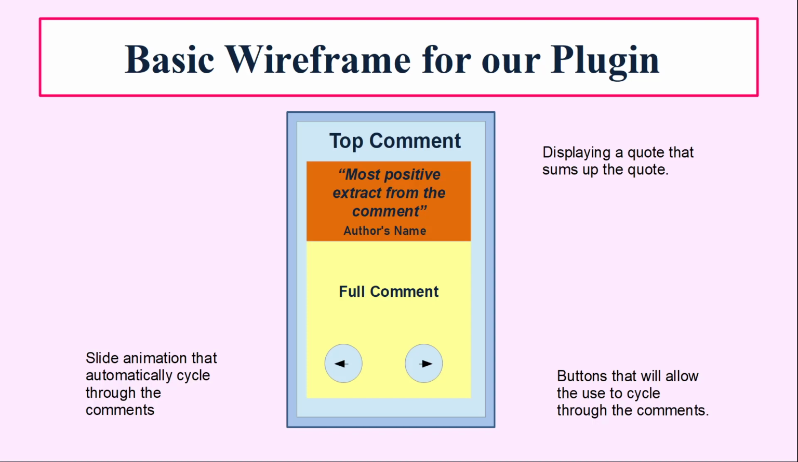So this is a basic concept of what I think it will look like. It'll have a top comment or top review at the top. Now this comment here is going to be drawn from the full comment, and it's hopefully going to sum up what the comment is. So again, you'll need to create this from the machine learning model. This will have the author's name, and then the full comment will be down here.